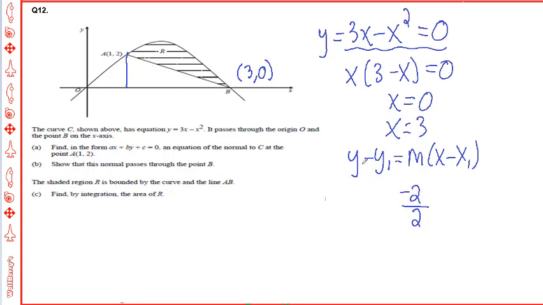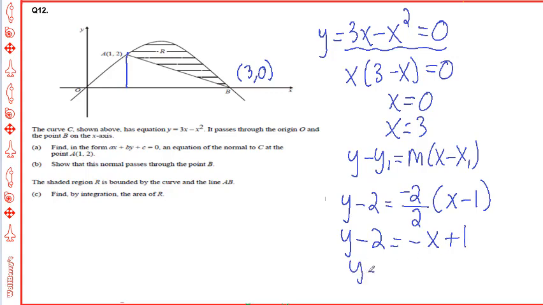That's the m. y minus y1. Let's take this point here. Any point will work. Let's take this one here. y minus y1 equals m(x minus x1). Simplify. So we get y minus 2 equals minus, expand at the same time, minus x plus 1. So y equals minus x plus 3. That's the equation of that line there.